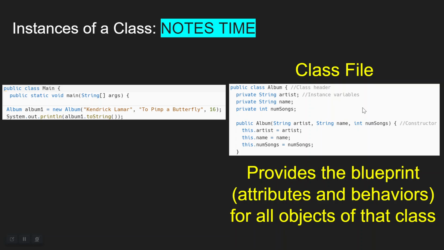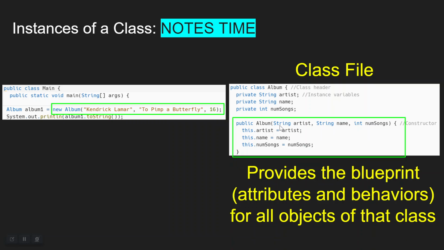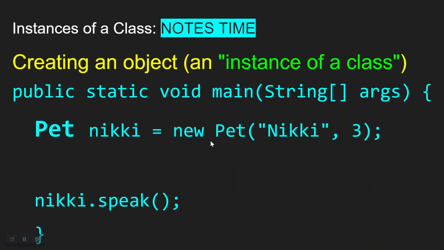So the class file is designed to really be the blueprint that we use to create all of the objects from that class. And so when it says album1 = new Album("Kendrick Lamar", "To Pimp a Butterfly", 16), all of this information gets passed into our constructor over here, and all of the information that's in this class file works together in order to make this program work and do what you want it to do. So let's go ahead and deconstruct this line of code that we see right here.